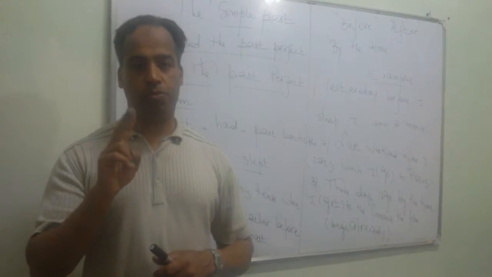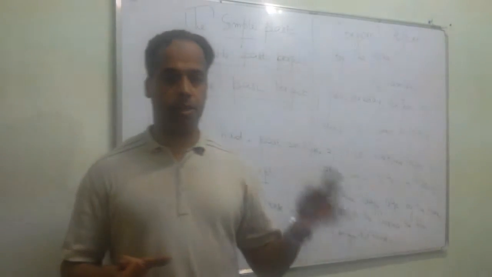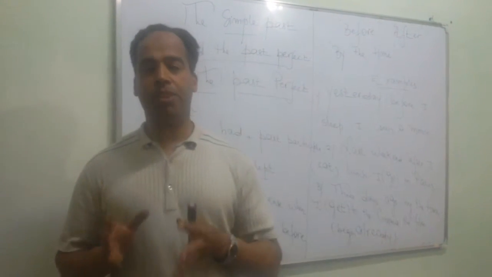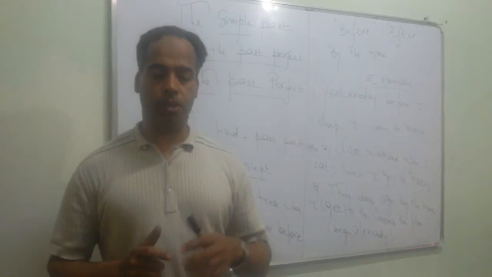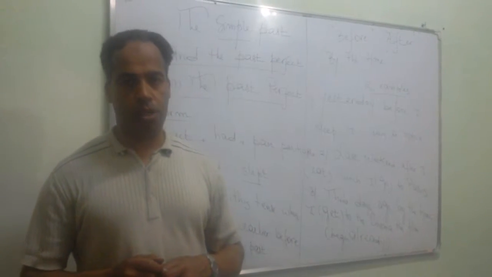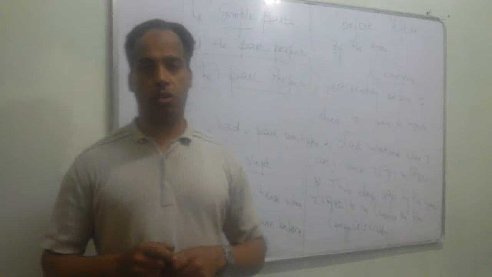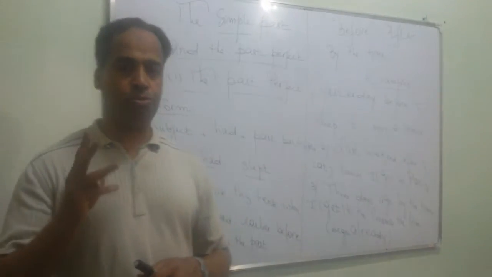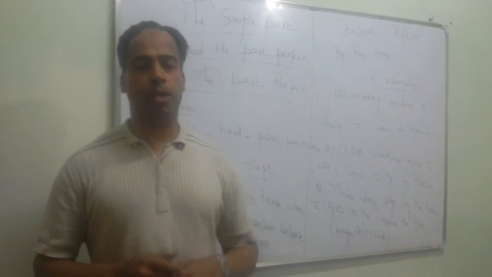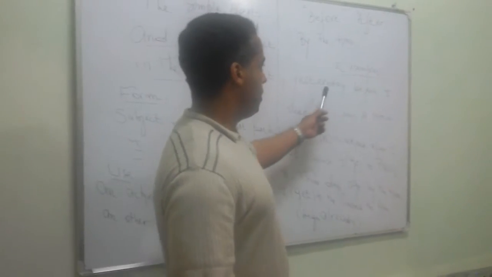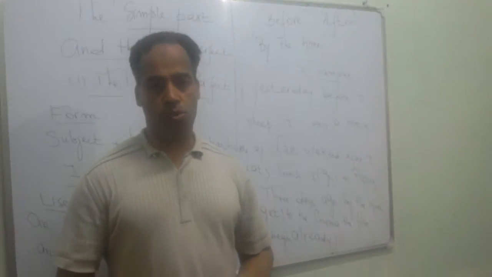It means that we have two actions in the past. One happened before the other one. The one that happened before should be conjugated into the past perfect, and the following, or the second one, should be conjugated into the simple past. We're going to explain this with three expressions which are before, after, and by the time. Okay? So these are some examples to explain this well.